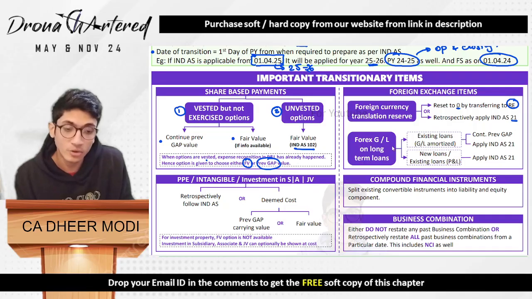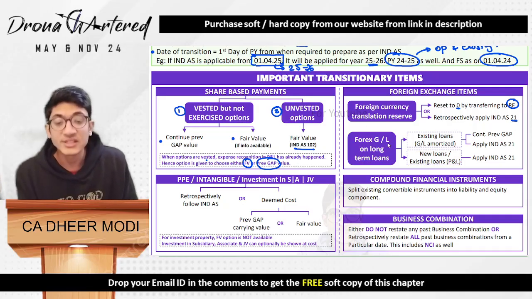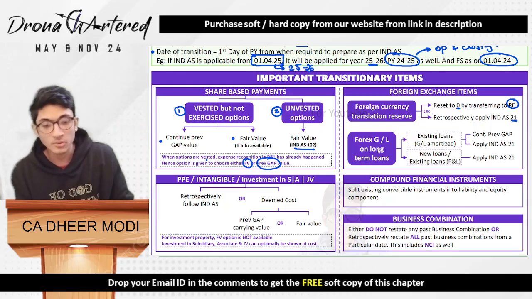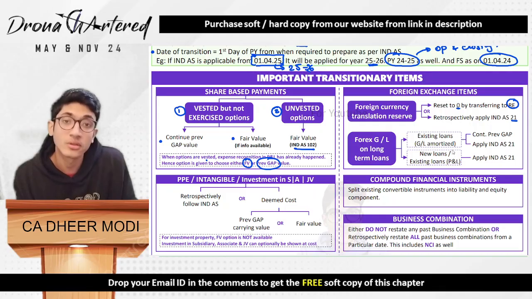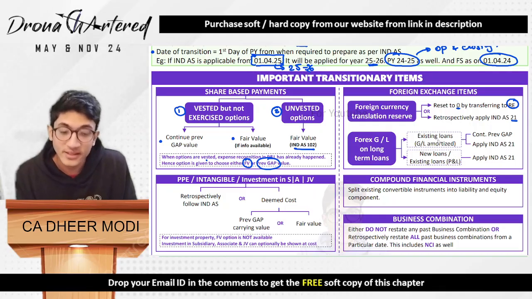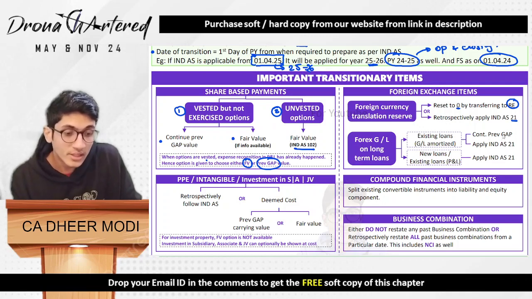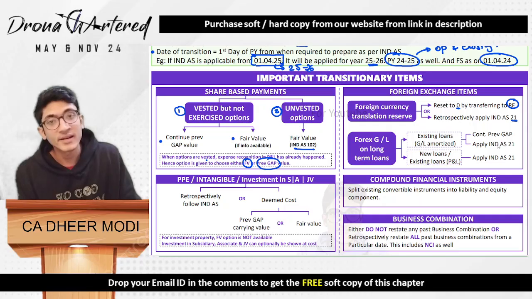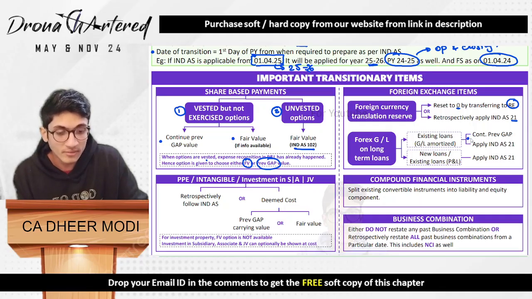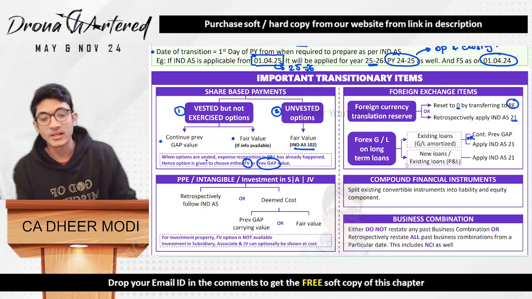Therefore, it says retrospectively IND AS 21. And any foreign exchange gain or loss on long term loans: if these are existing loans whose gain or loss is amortized, in such a case you will continue either the previous GAAP or apply IND AS 21, whichever is convenient. So you have been given both options. Either you follow the previous GAAP or you continue as per IND AS 21.